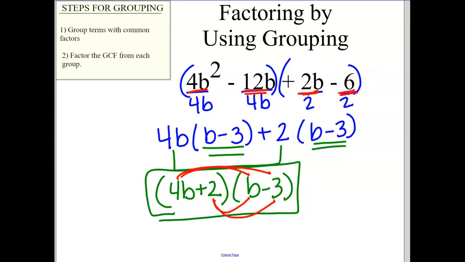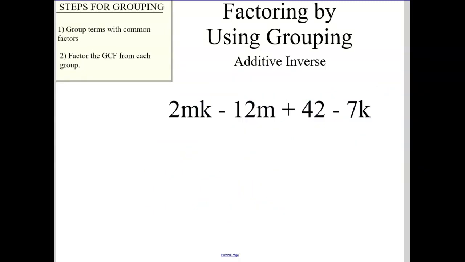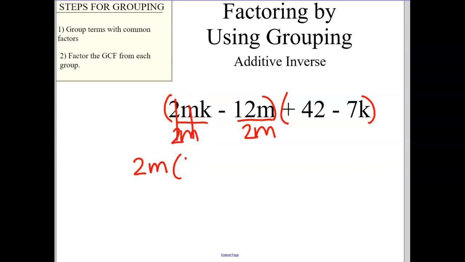Okay? Now, of course, there is a little bit of a twist. There always is, right? Because we need to be prepared for different problems that may throw curveballs at us. So let's look at this one here. We are going to group it again, just like we have in the past. We're going to look for the greatest common factors. So 2 and 2 and m and m. So I'm going to take out 2m. That would all simplify. I'd be left with a k minus 6.